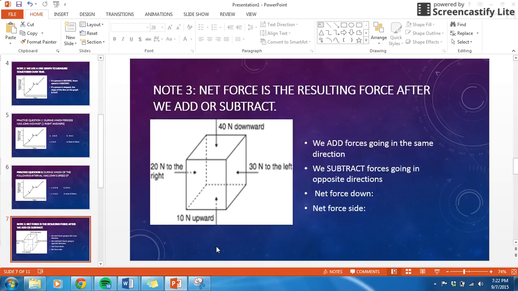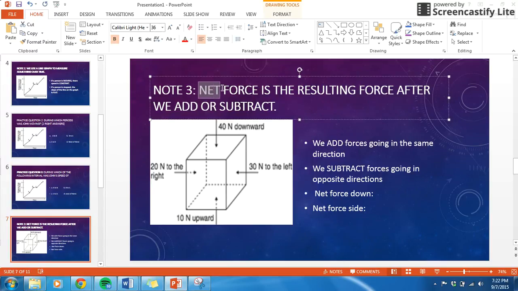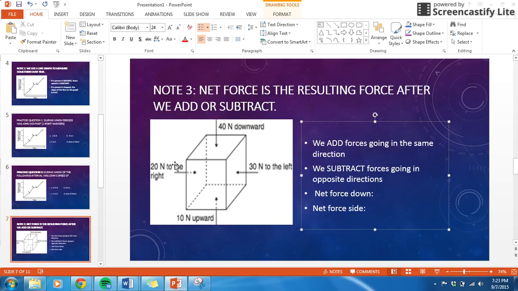Our note 3. Net force is the resulting force after we add or subtract. So I know that we are going to add forces going in the same direction, and we are going to subtract forces going in opposite directions. So when I look at this block, I have arrows all going in opposite directions. I have one pointing down, one pointing up, one pointing to the right, and one pointing to the left. So I'm going to be subtracting here because they're going in opposite directions.